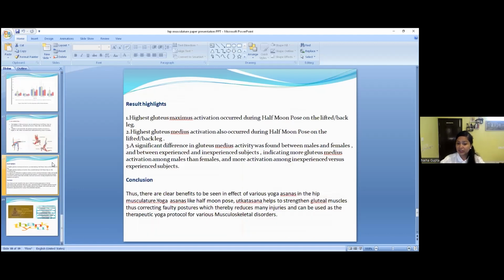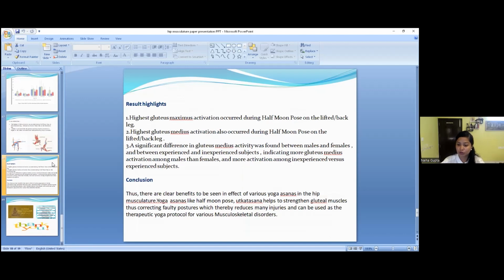So a significant difference in gluteus medius activity was found between males and females and between experienced and inexperienced subjects, indicating more gluteus medius activation among males than females and more activation among inexperienced versus the experienced ones.